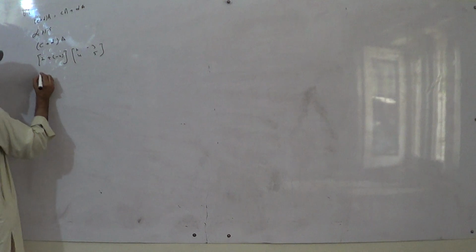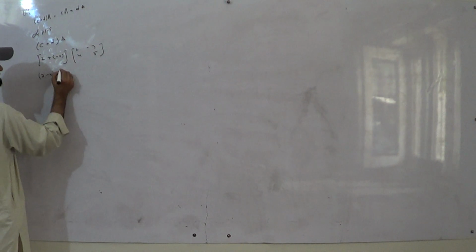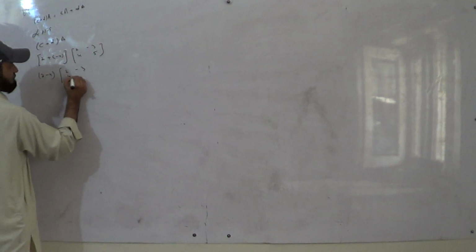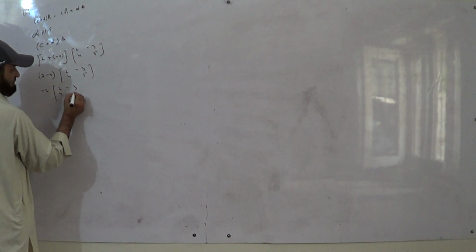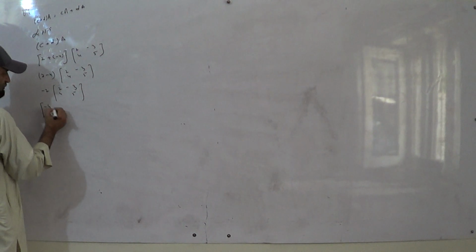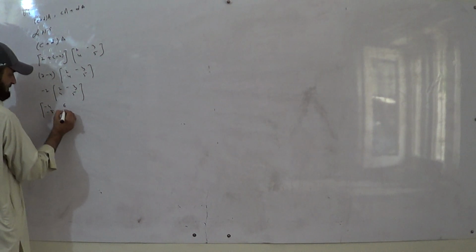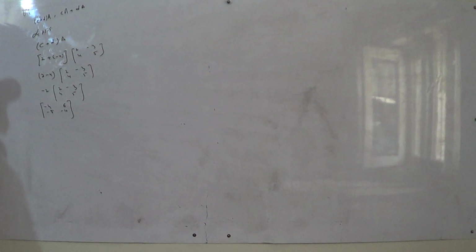Now, (2 minus 4) times [2 -3; 4 5], which is minus 2 times [2 -3; 4 5]. Multiply by minus 2, we get [-4 6; -8 -10]. So this is the left hand side. Now we take the right hand side.